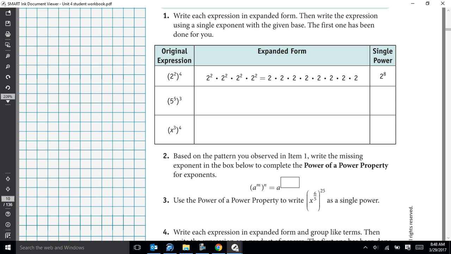So we have 2 squared 4 times. So 2 squared to the 4th. This is saying that we have 2 squared how many times? 4 times, right? So we have 2 squared, 2 squared, 2 squared, 2 squared.